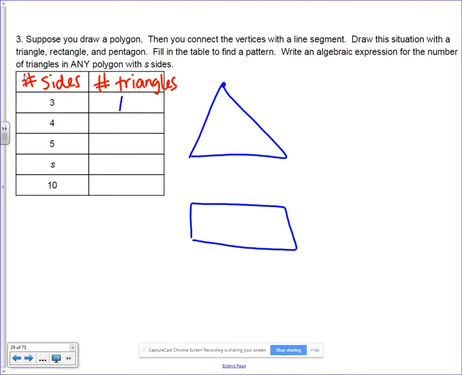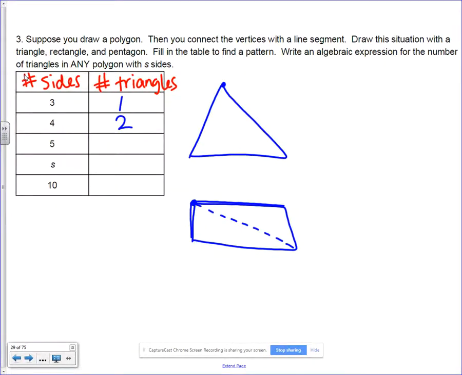Now I want to do a rectangle. I want to take a corner and connect it to the other corners. Well, how many lines do I need to draw to connect it to all the corners? This one's already connected. This one's already connected. The only one I need to connect is to this one, right? If I do that, how many triangles do you see? 2.